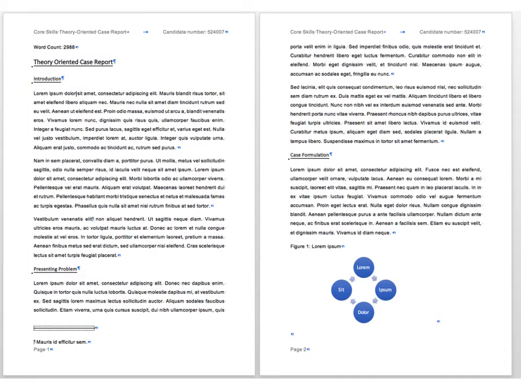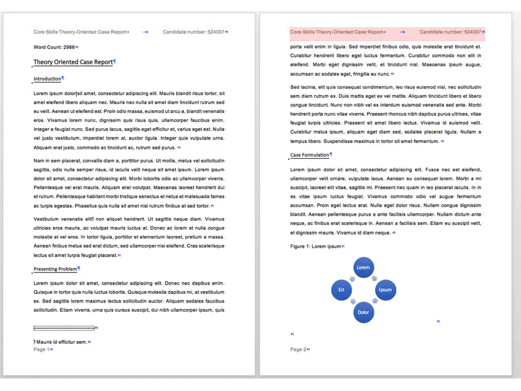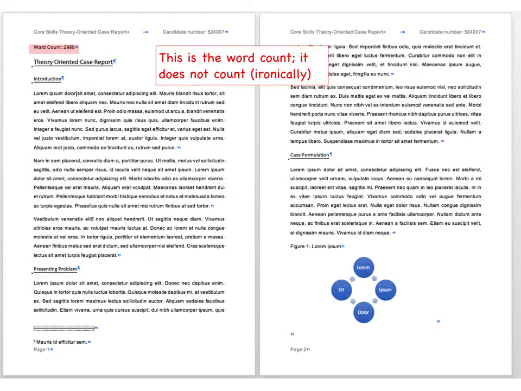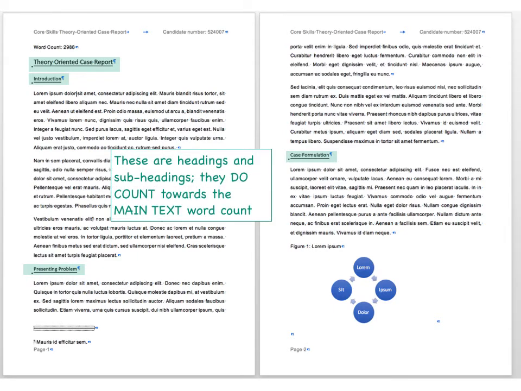Now let's try and make this really clear about what is and is not included in the word count. So here, this is the header on each page, and this does not count towards your word count. This is the word count at the beginning of your assignment, and this does not count towards your word count. Here, highlighted in green, are headings and subheadings within the main text. These do count towards your word count.